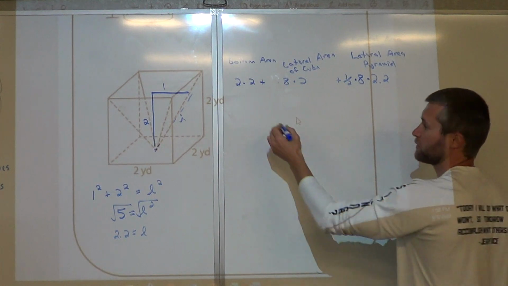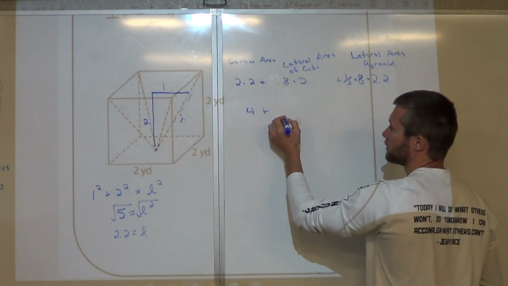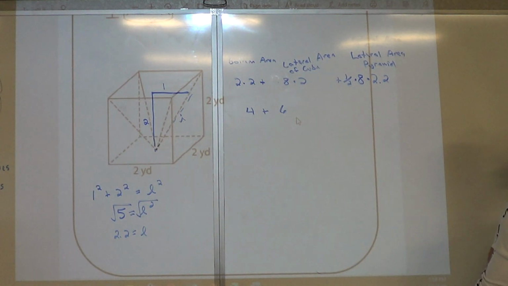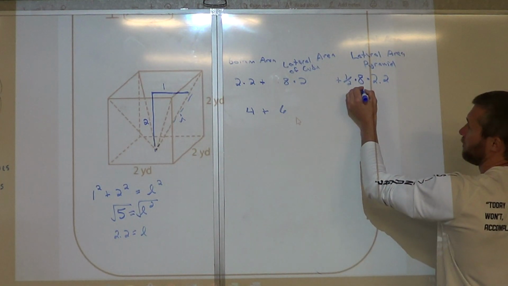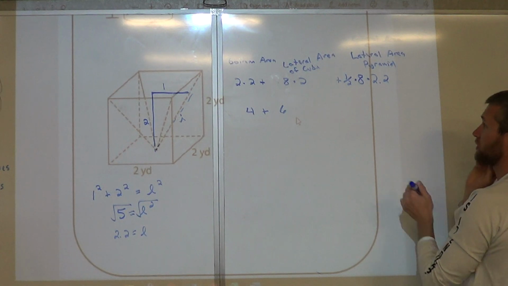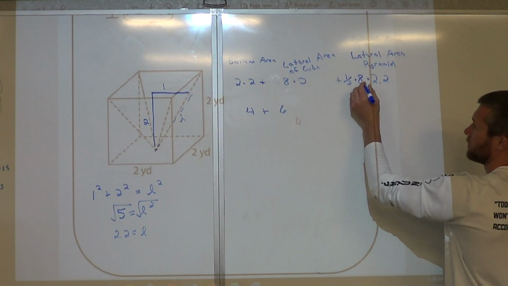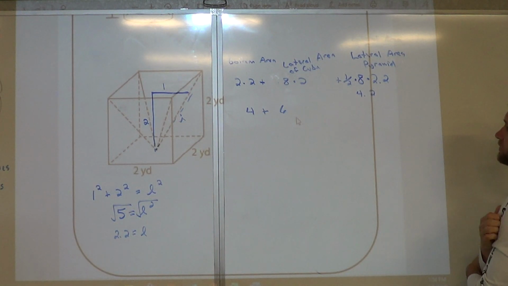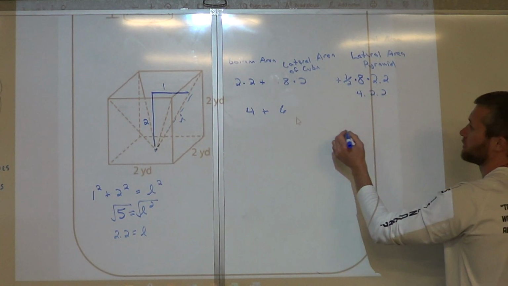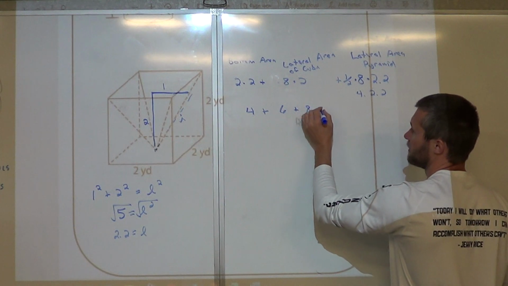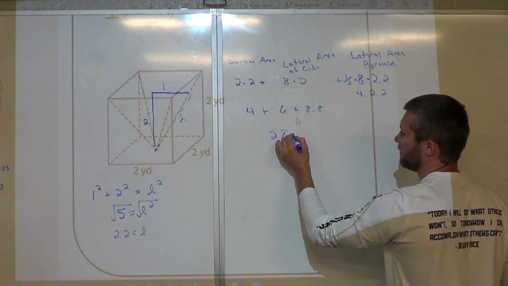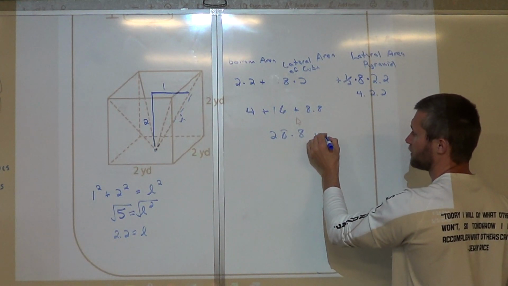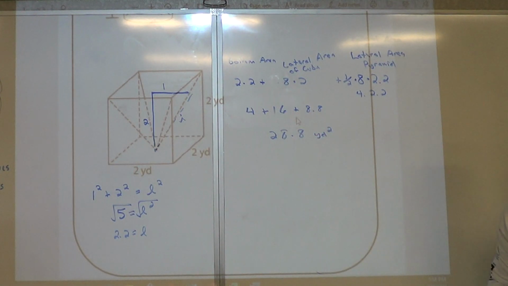So 2 times 2 is 4, 8 times 2 is 16, and then 1/2 of 8 is 4, so 4 times 2.2, which is 8.8. So it's about 28.8. There we go. And this would be yards squared as we look at it.